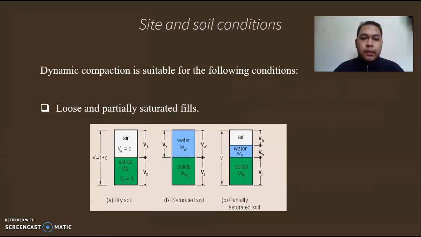The first one is loose, partially saturated fills. In this case, dynamic compaction can be used on soil which contains partially saturated soil. Partially saturated soil has three main components, which are air, water, and also solid. For saturated soil, the use of dynamic compaction is not suitable, and it is not very effective.